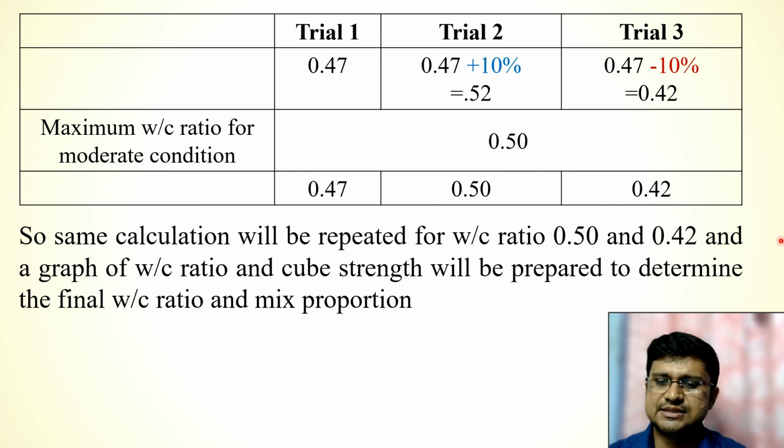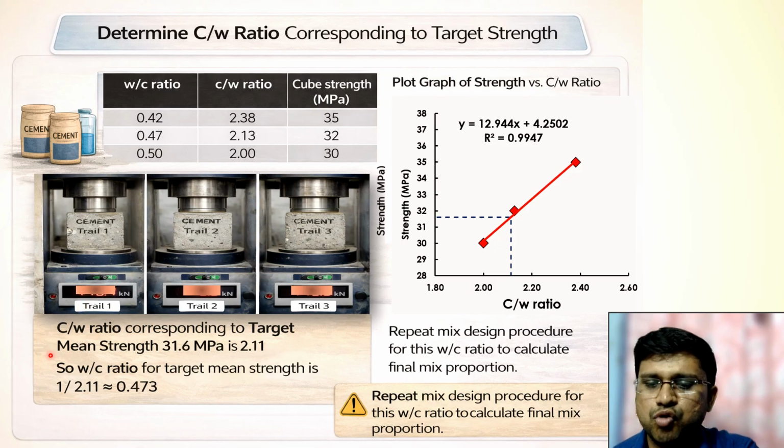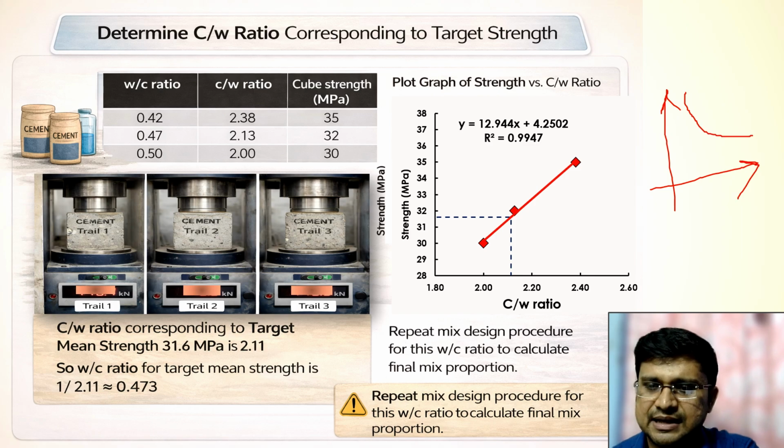And after doing all this calculation, we will prepare three different sets of concrete. And after we prepare three different sets of concrete, we will do the casting of concrete cubes. And after the casting of concrete cubes, we will leave them for 28 days of curing. And after 28 days of curing, we will measure the strength for these three different water cement ratios. Then, when we get the strength of concrete for these three different water cement ratios, we have to prepare one water cement ratio versus strength graph, and it will look something like this.